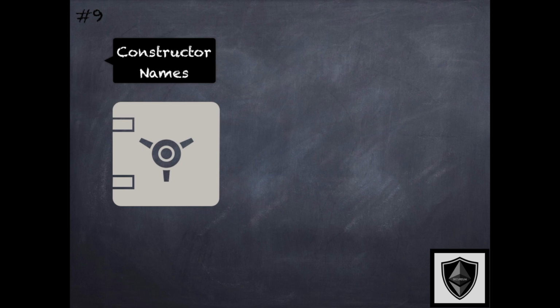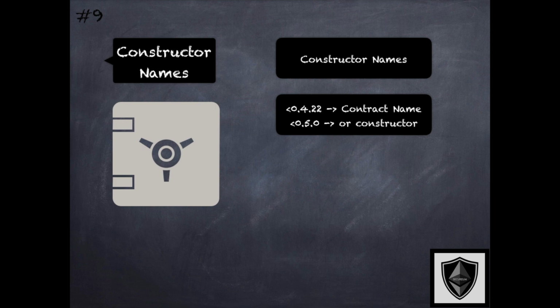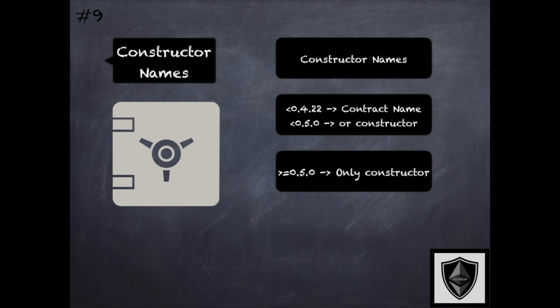Constructor names in Solidity have had security implications historically. If you go back all the way to Solidity compiler version 0.4.22, versions until that version required the use of the contract name as the name of the constructor. And between that version and 0.5.0, one could either use the contract name as a constructor or use the constructor keyword itself. It was only after 0.5.0 that Solidity forced the use of the constructor keyword for constructors.